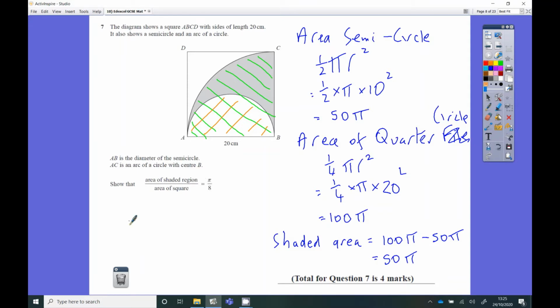I have to take that and divide that by the area of the square. Well, the square has got a base and a height of 20. 20 times 20 is 400. So I've got the area of my shaded region being 50 pi divided by the area of my square being 400. Now we can divide top and bottom by 50, giving me pi over 8 as required by the question.